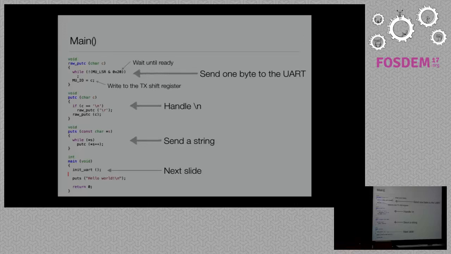So we wait until the UART is ready. And when it is ready, we write one byte at one specific location that will have a side effect and will be sent over the serial line.